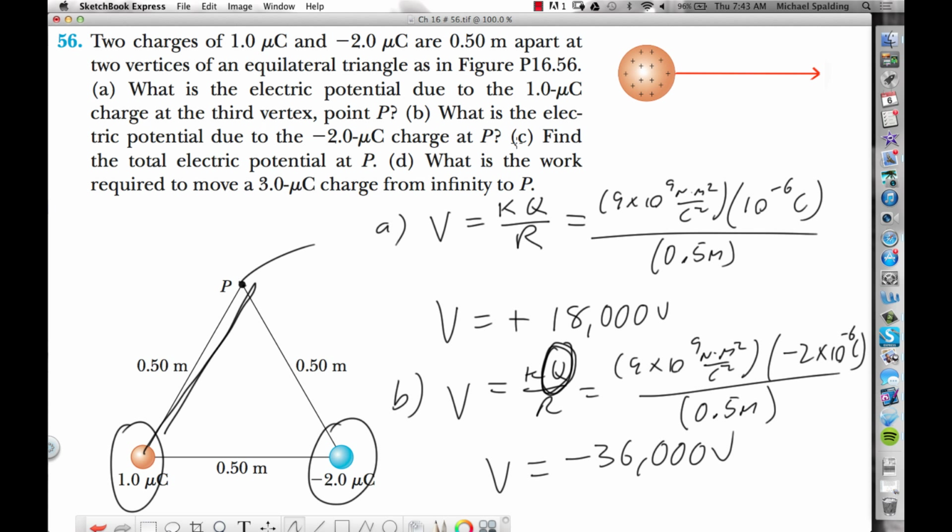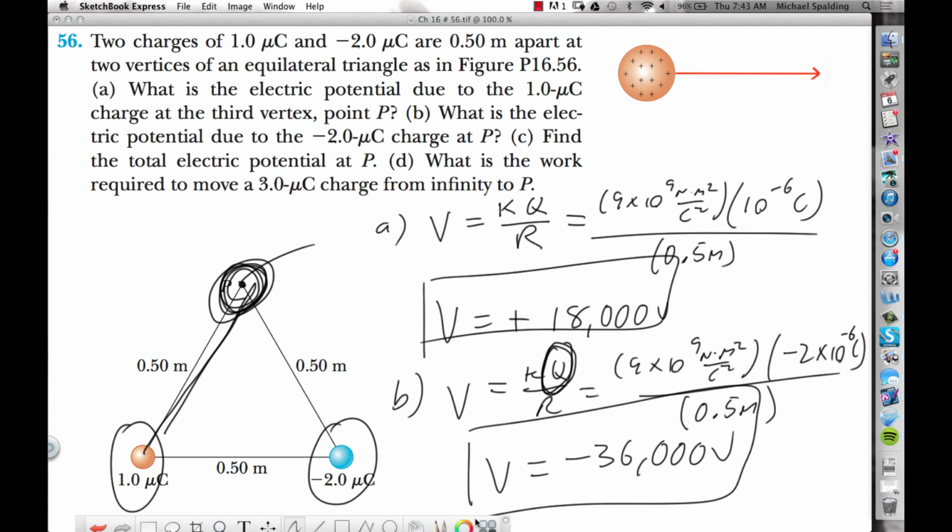Question C, find the total electric potential at point P. So look, if you want the total electric potential at that point, all you've got to do is add A and B together. No vector stuff required. No tip to tail, just add them together. So the answer to C is negative 18,000 volts. It's scalar.